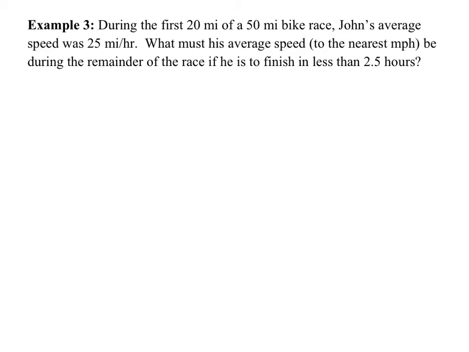For us, let's go, Will, this one. Nice and loud, read. During the first 20 miles of a 50-mile bike race, John's average speed was 25 miles per hour. What must his average speed be, to the nearest mile per hour, for the remainder of the race if he is to finish in less than 2.5 hours?